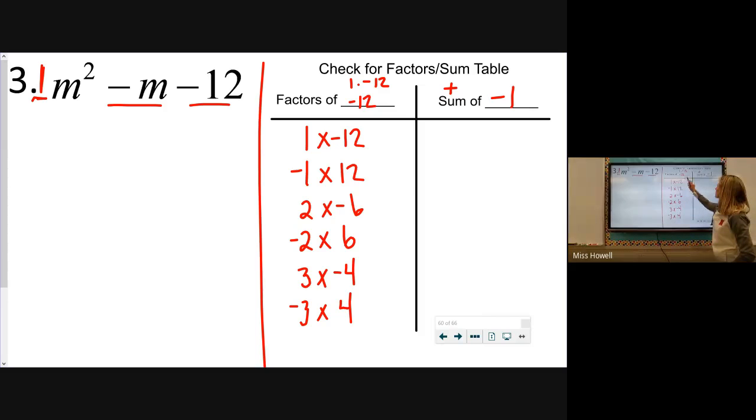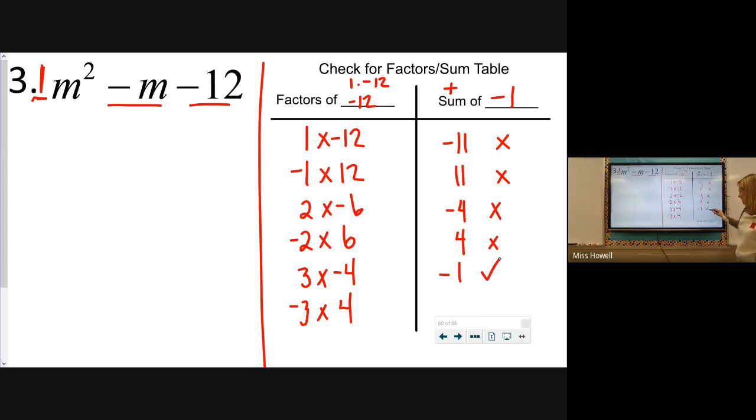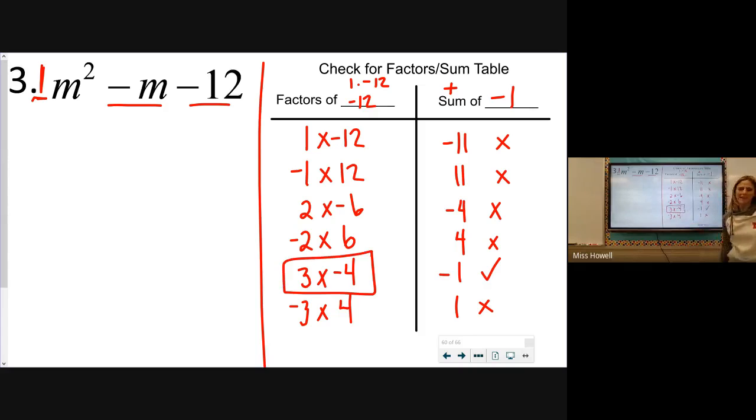1 plus negative 12 would give us a negative 11. That's a fail. This one would give us a positive 11. That's a fail. This one would give us a negative 4. We're getting closer, but it's still a fail. This one would give us a positive 4. Down here, 3 and negative 4 would give us a negative 1. That's our magic one that works. This one down here would have given us a positive 1, so that one doesn't work.